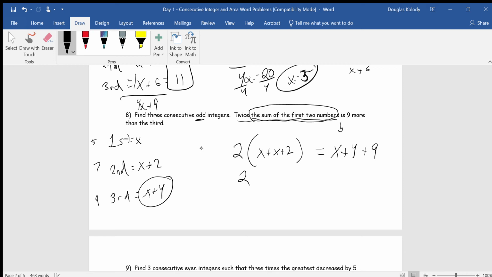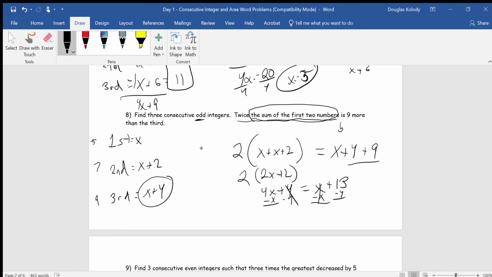So it's going to be 2, and then inside the parenthesis, x plus x is 2x plus 2. If I distribute, I'll get 4x plus 4. So we dealt with the left side there. Equals x plus, and then 9 plus 4 is 13. All right, got variables on both sides, constants on both sides. So subtract x from the right side, and let's subtract 4 over to the right side.